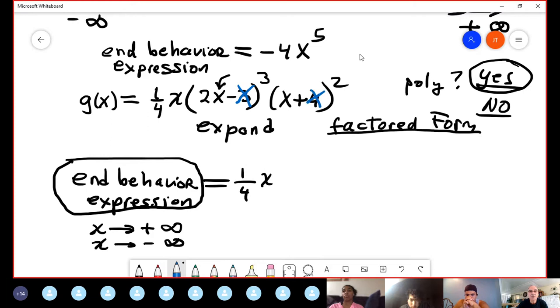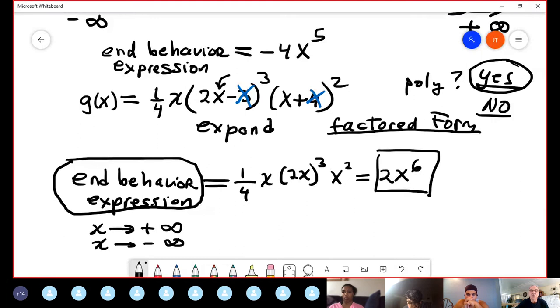So my expression looks like that. This is 2x cubed and x squared, correct? You delete the rest mentally, according to the end behavior. Now let me simplify a little bit. 2 to the cubic power is 8, divided by 4 is 2. And we have 1, 3, and 2, which is 5, 6. Do you see the end behavior expression? This is the answer.